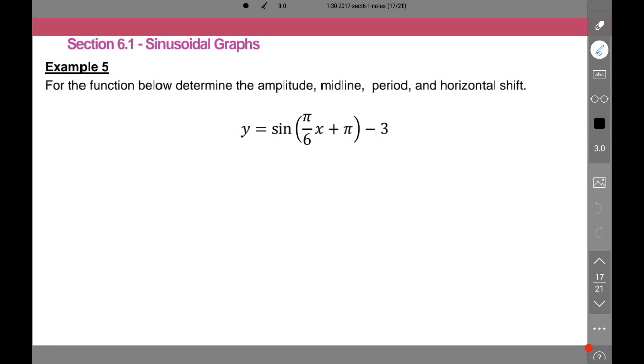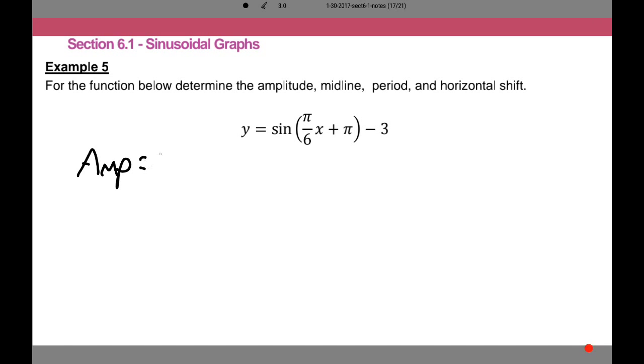Sometimes the functions will look a little bit harder. So the first one, we had that 8 factored out. Here, we actually will have to factor once we want to find our horizontal shift. We don't have to for our period and everything else. So amplitude in this case is 1 because there's no number out in front of the sine. It's just a 1. Our midline is y equals -3.